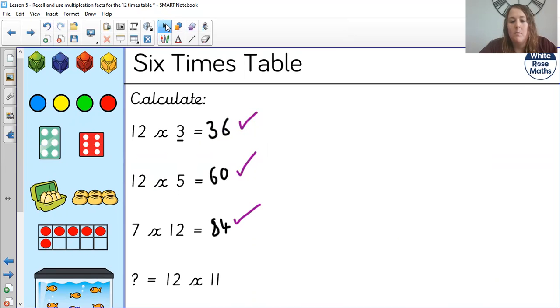Last one, another pesky one. Something equals 12 times 11. So if I know 12 times 12 is 144, I can take 12 away. Or if I know 10 times 12 is 120, I can add 1 on. So I'm going to be adding 1 on for mine. And I know that 120, which was 10 times, add 12, is 132. So if you've got that answer, please give yourself a tick.